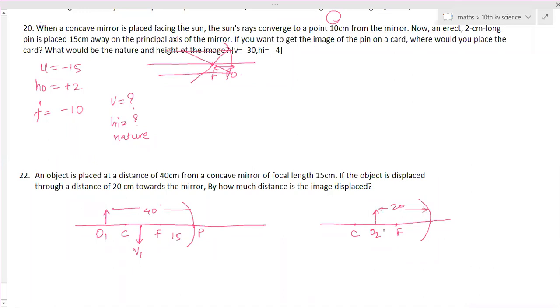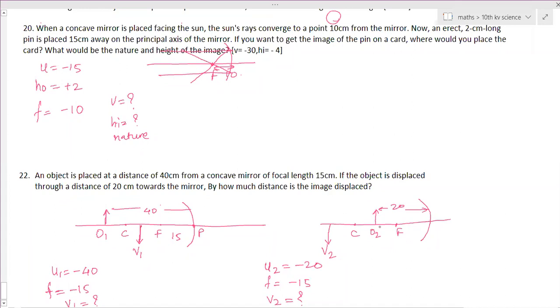Now find the image distance of this. So you will get the image beyond C. So here you will get the image. That is the new V2, which we also have to calculate. By the initial value of U1 as minus 40 and F equal to minus 15, find V1, the first image distance. In the second case, consider U2 as minus 20. Focal length remains the same because we have not changed the mirror. So find out the second image distance and take the difference between them.